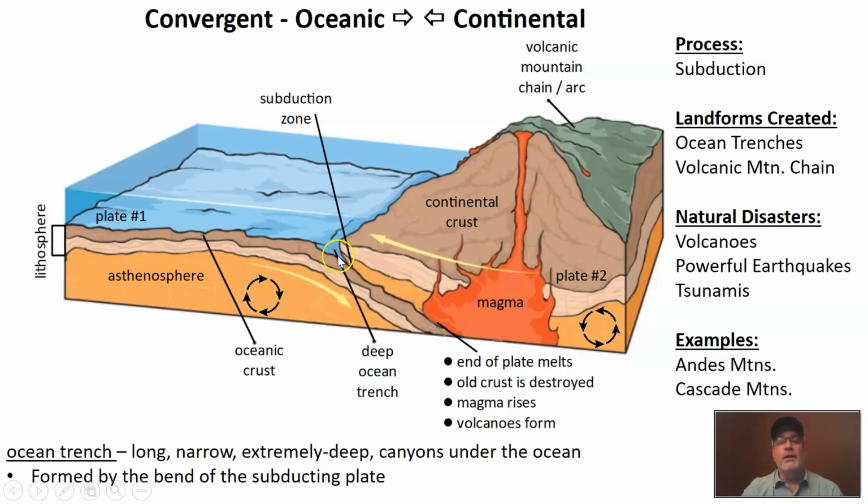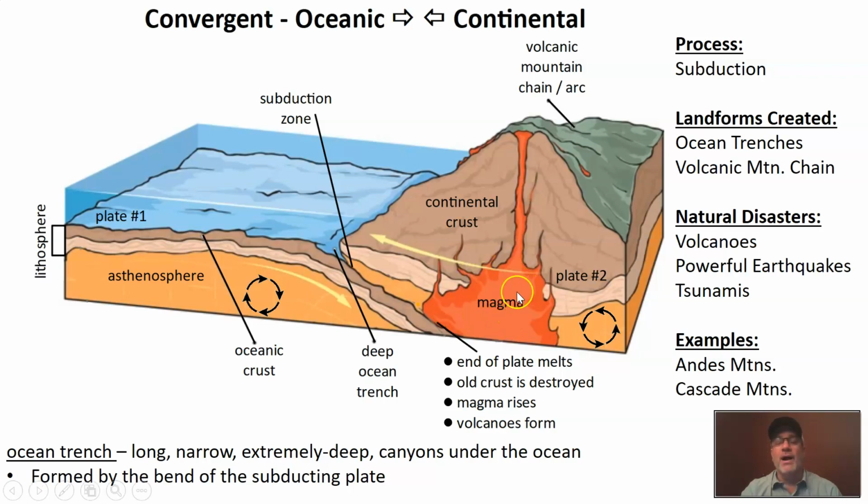So as this plate subducts and dives further down into the mantle, the end of this diving plate is going to melt, because we know that the further we go under Earth's surface, the hotter it gets, the higher the temperature.